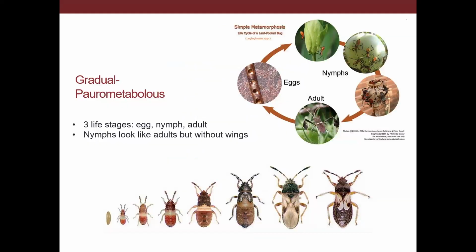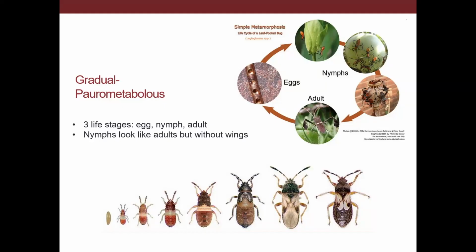So we're going to start off talking about insects that have a gradual life cycle. That means that they have 3 life stages. They have an egg stage, they have several nymphal stages, and then they have the adult stage. When we're looking at insects that have a gradual metamorphosis, the immature stages look very similar to the adults, but they don't have fully developed wings. And so if you find an immature stage, you might be able to be like, oh, okay, that's going to turn into blah, blah, blah, because they look very similar.